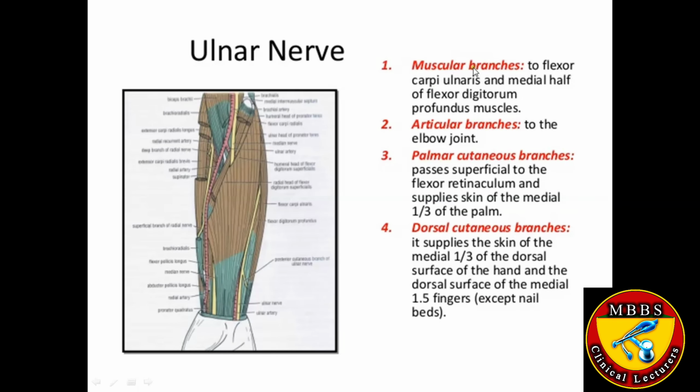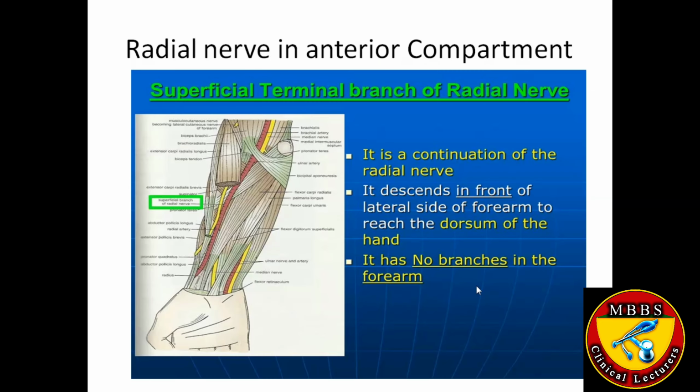Its branches include the muscular branches in the forearm that only supply the medial half of the flexor digitorum profundus and the flexor carpi ulnaris. An articular branch to the elbow. The palmar cutaneous branch passes superficial to the flexor retinaculum and supplies the medial 1.5 of the palm. And it gives the dorsal cutaneous branch that supplies the medial 1/3 of the dorsal surface of the hand and the dorsal surface of the medial 1.5 fingers except the nail bed.